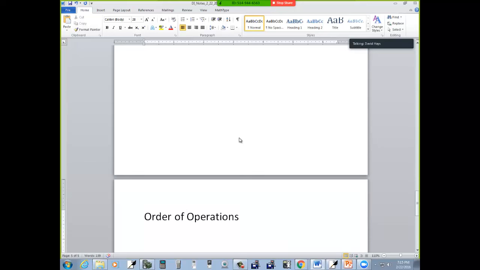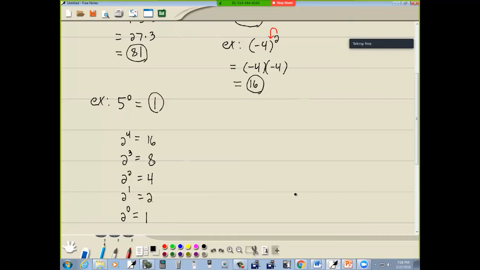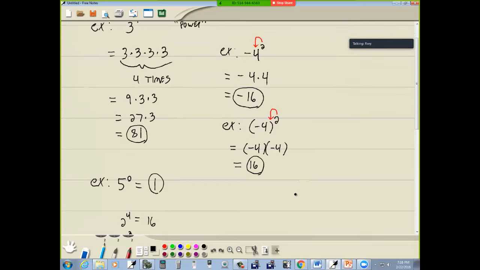Mr. Hayes? Yes. Oh, sorry. Before we moved on, I just wanted a real quick question on the negatives. So when we did the -4 squared, so it's -4 times 4, and we got the -16. Right. So what if it was cubed? Is it still -4 times 4 times 4, or is it -4 times 4 times -4? Like when you do it in sequence.